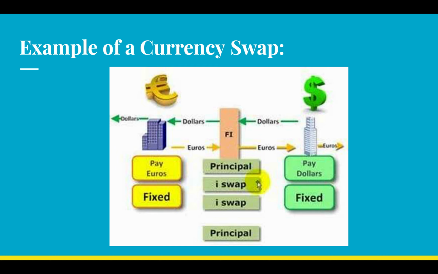At maturity, the counterparties will exchange back the principal. Each counterparty has transformed its obligation. The company that started with a dollar-denominated bond obligation has essentially transformed it into an obligation based in euros. The other counterparty on the right has transformed a euro-denominated obligation into a dollar-denominated obligation.